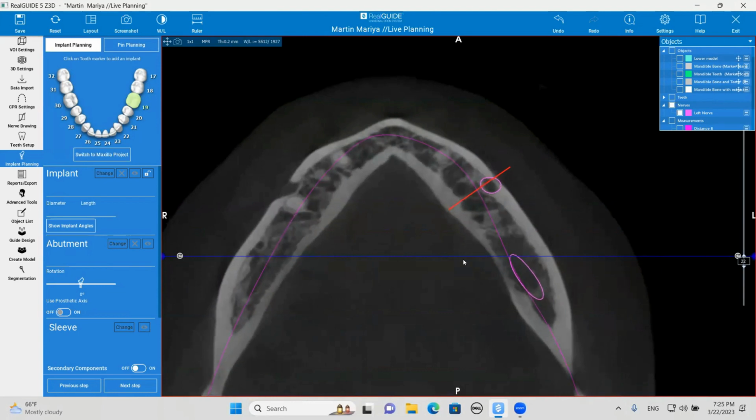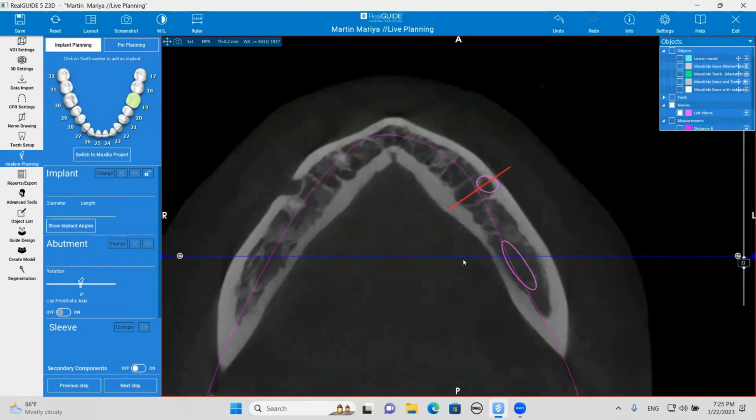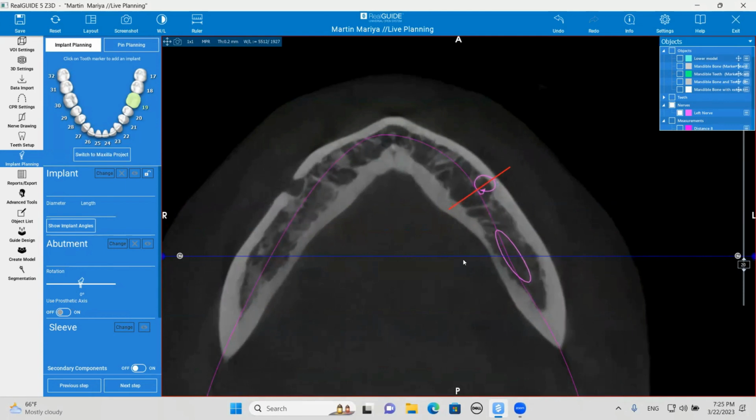Keep going, keep going. Whoa, yeah, so you do have a little, okay, hold it right there. Okay, let's measure that anterior. So see how that pink is anterior to that red line?